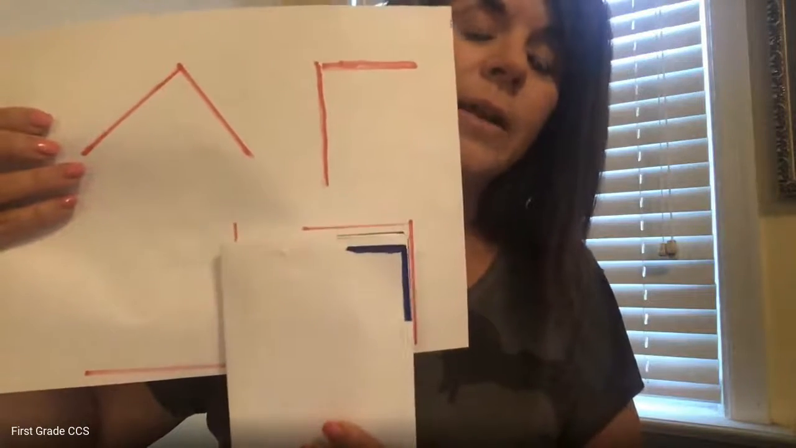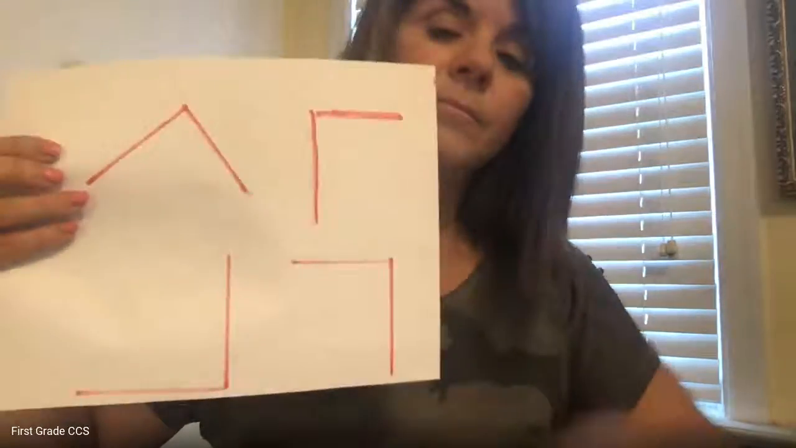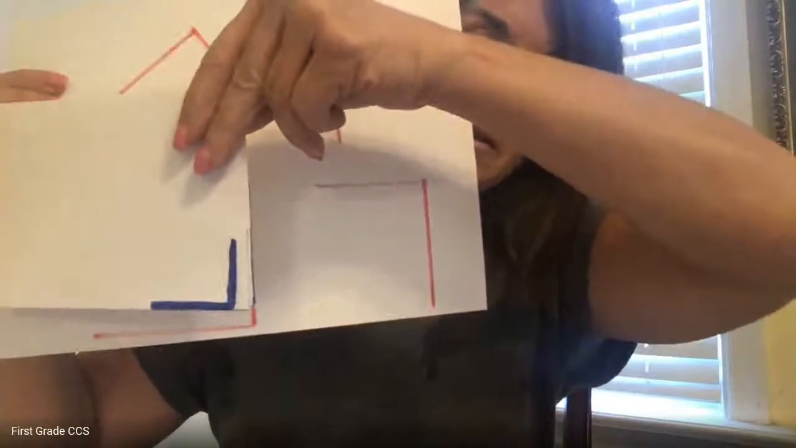This one I have to go like this. And on this one, I'm going to go like this. So it makes an L where the two angles meet any which way it's turned. And that is called a right angle.